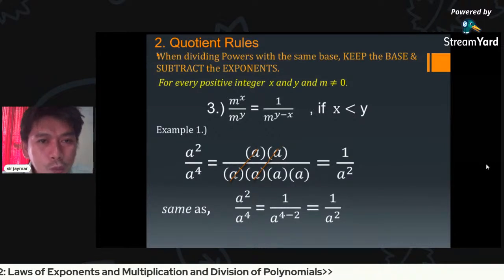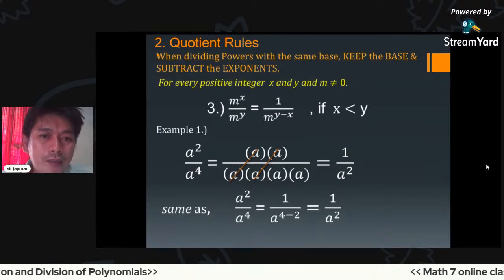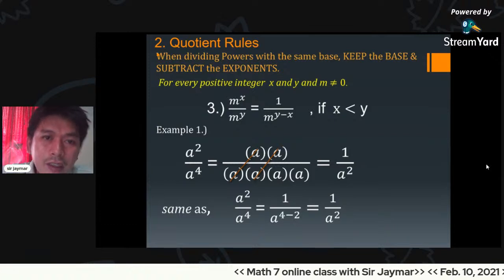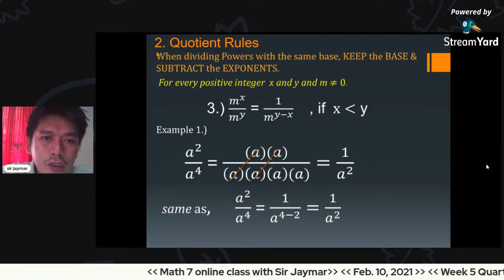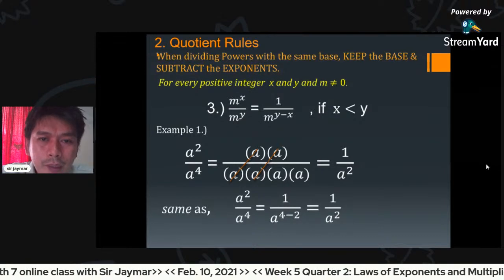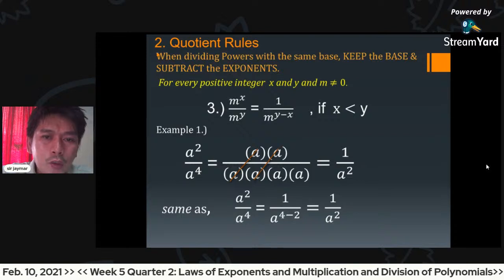So, quotient rules. When dividing powers with the same base, keep the base and subtract the exponent. This will be repeating the rules in quotient rules. So this problem 3 will be another case. It is x less than y, as shown before.